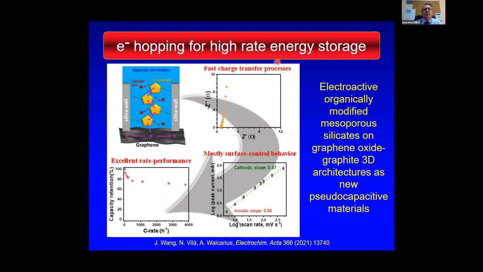In that case, we also observed fast charge transfer processes. Almost all the ferrocene groups can be exploited. We have a typical surface-controlled behavior in electrochemistry, and this leads to quite interesting rate performance for this electron hopping material for energy storage.